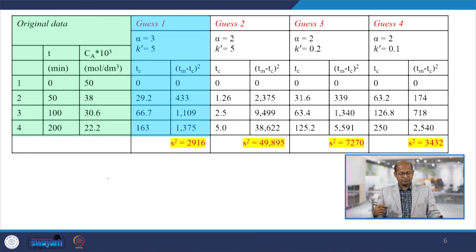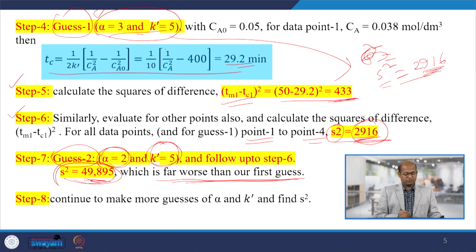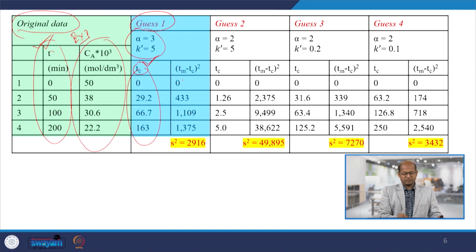So, like that we have to do some other trials, guess 2, 3, 4, 5, and that way we have to do this iteration process. Here one table is given. You can see the original data, the time and the concentrations that we experimentally obtained, and now guess 1, where alpha and k prime that we are considering are 3 and 5. Based on that the time calculated is this. So, this is the experimental measured value and this is the calculated value T_c, using these equations. Okay, equation 3. Now the difference of this and its square, the value is coming like this. So, 4 different points we have taken and the sum of squares is like this.